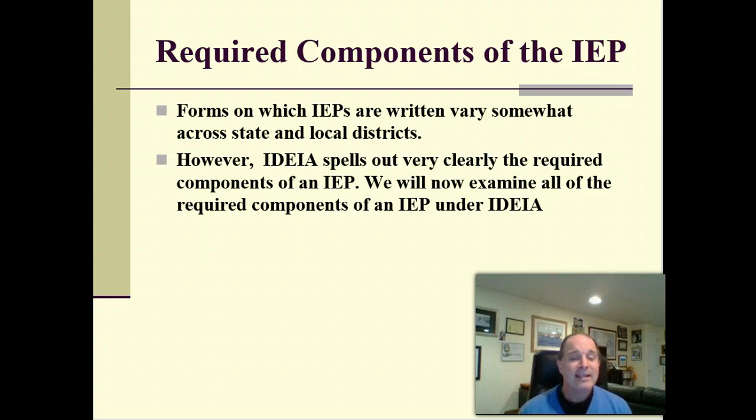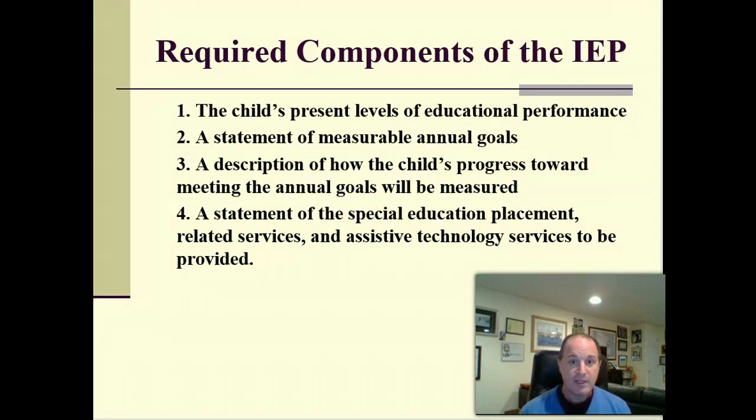But in the end, it doesn't really matter how the forms look, because the content of the IEP is standard across the board. What's in the IEP will be the same whether you're in Texas, California, Michigan, New York. It doesn't matter, because the federal law for special education, IDEA, spells out very clearly the required components of an IEP. And what we'll do now is just list those components, and then we'll get into each one in detail. So what must go into an IEP? What are the required components of an IEP?